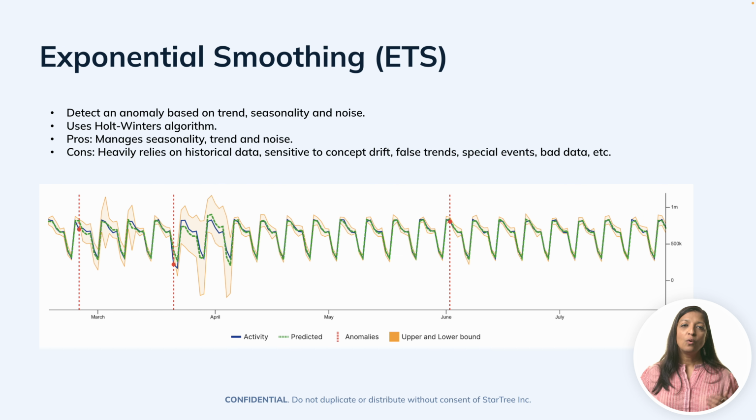StarTree ETS or exponential smoothing algorithm detects anomalies based on trends, seasonality, and noise. Under the hood, it uses the Holt-Winters algorithm. The pros are that it's good at managing seasonality, trends, and noise. The cons are this algorithm heavily relies on historic data, and so it could be sensitive to data drift. An example of this could be book sales being low because there's a trend in listening to audiobooks as opposed to reading books, or it could be a real low.